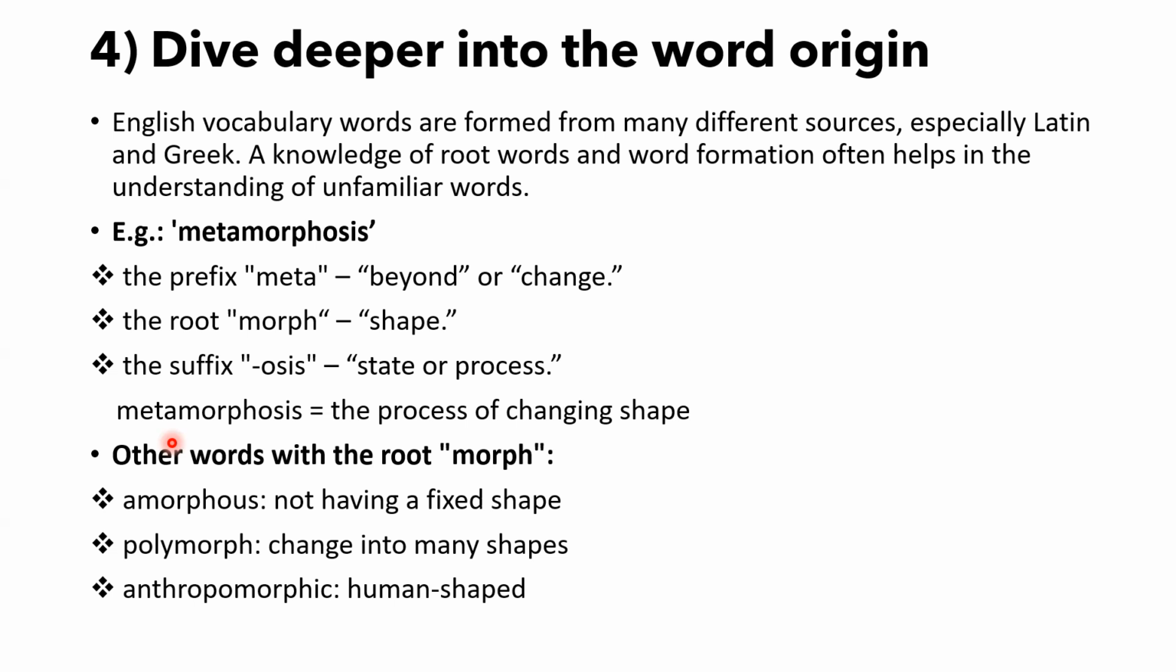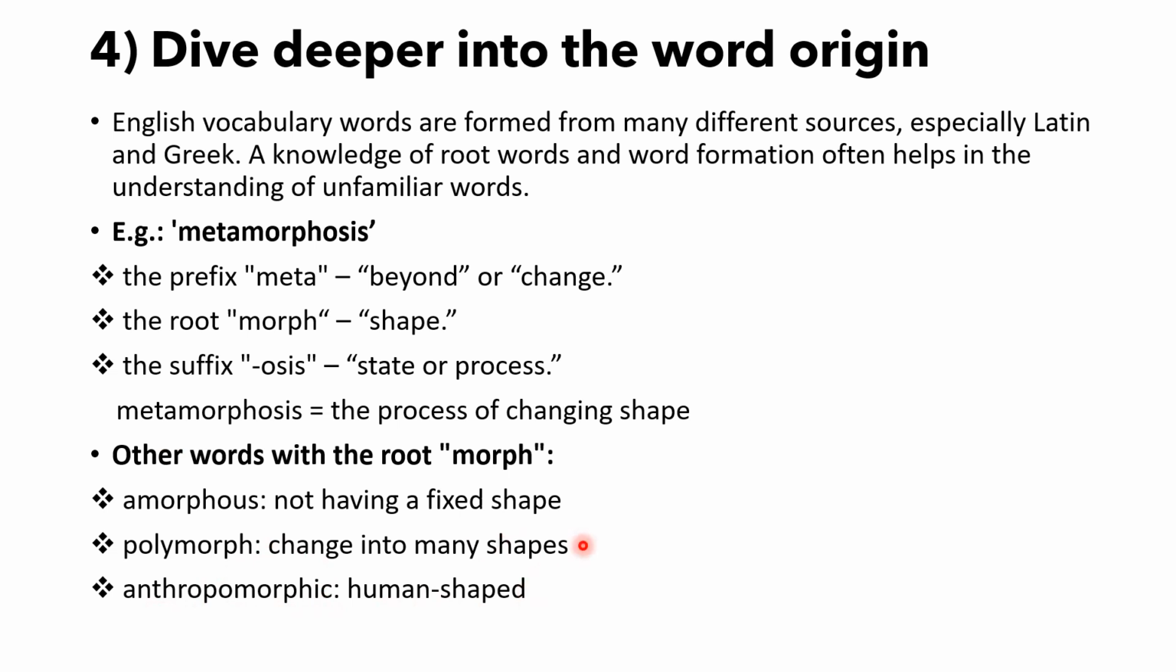You have amorphous there, not having a fixed shape. Morph, right? You have morph, what shape? Amorphous means not having a fixed shape. Polymorph, change into many shapes. Anthropomorphic is human shaped. Anthrop is a human. Anthropomorphic is human shaped. A human shaped creature, maybe something like that.